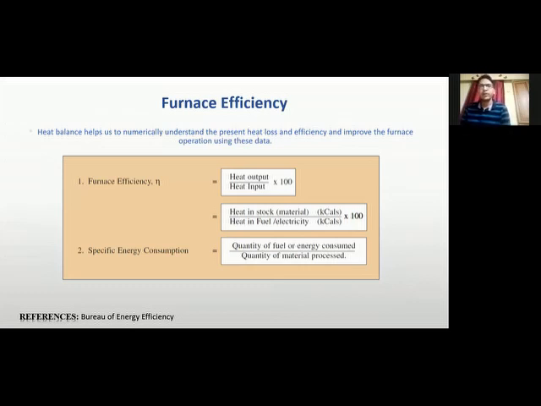Before going to cost optimization of any furnaces, we should know our furnace efficiency. By this formula, that is heat output divided by heat input into 100, that is the heat in the stock in kilocalorie divided by heat in fuel or electricity in kilocalorie into 100, we can calculate the furnace efficiency. Also, we should know our specific energy consumption, that is the quantity of fuel or energy consumed divided by quantity of material processed. By calculating this specific energy consumption, we can see the current consumption, and then we can set the target, how we can reduce the fuel consumption. So next.